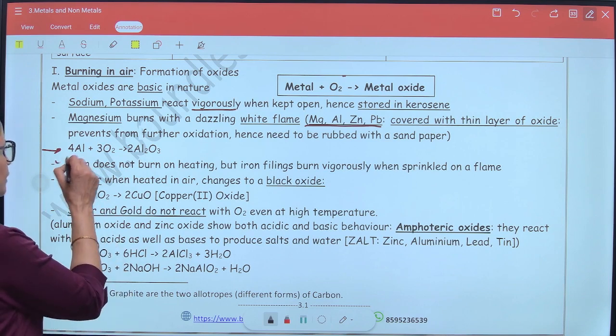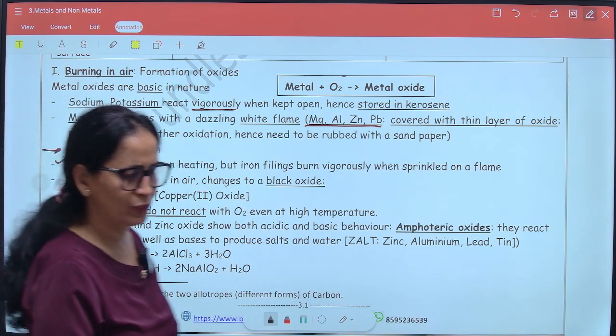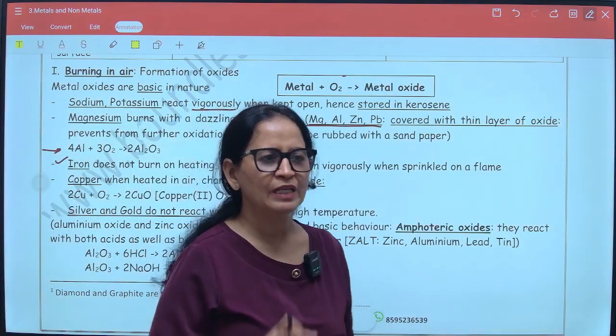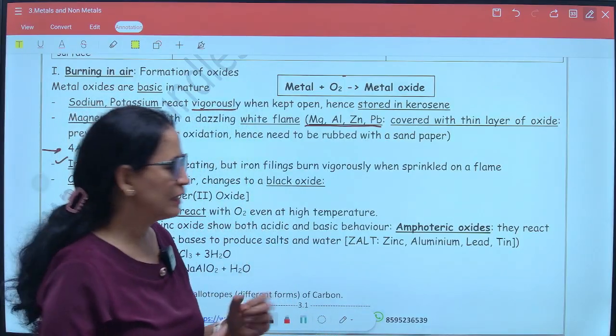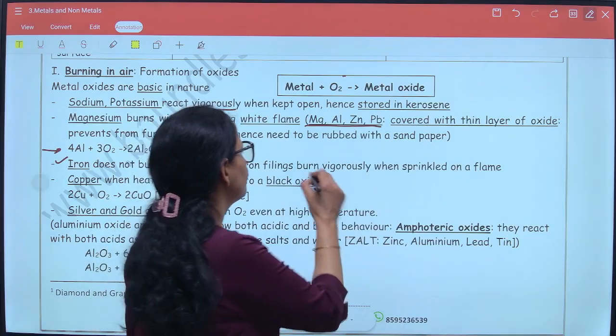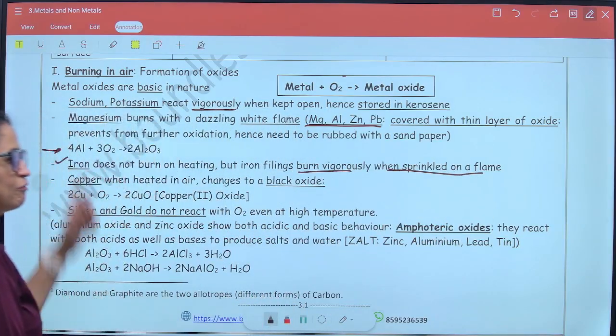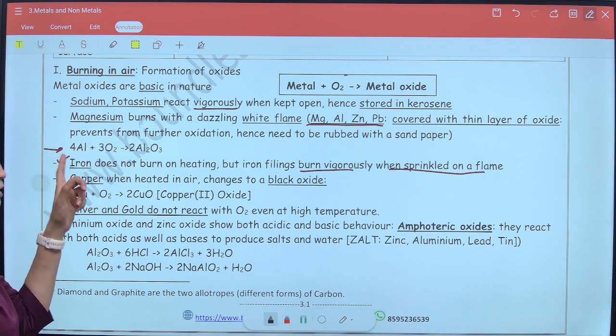Next metal is iron. Iron does not burn on heating as such. If you take an iron log and try to burn it, it may not burn. But iron filings, because they have increased surface area, burn vigorously when sprinkled on a flame. Done. So, we have covered sodium, potassium, magnesium and then iron.